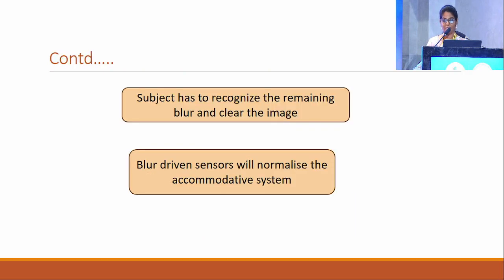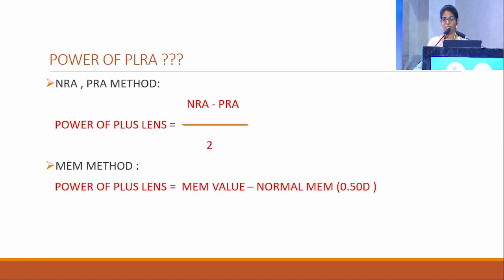So, when the subject identifies this remaining blur and tries to clear the image, the blur-driven sensors will stimulate the accommodative system, and that will be normalized. Here, the most important thing is we should not correct the full amount of accommodative insufficiency with the plus lenses. We have to keep half of it as a reserve to stimulate the accommodative system.